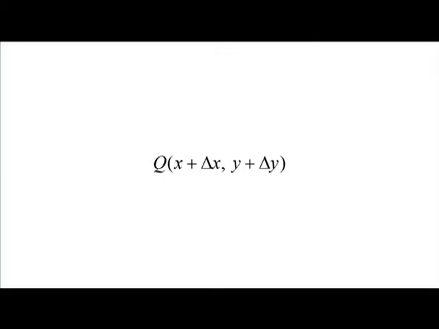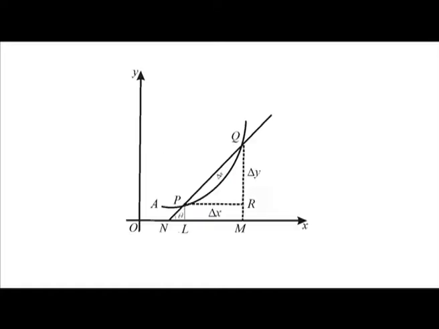Also, let A be a fixed point on the curve and P(x, y) and Q(x plus delta x, y plus delta y) be any two neighboring points on it. Let the length of arc AP measured from the fixed point A be s and the length of arc AQ be s plus delta s. Then the length of the elementary arc PQ is delta s. Draw PL and QM perpendicular to the x axis and draw PR perpendicular to the line segment QM.